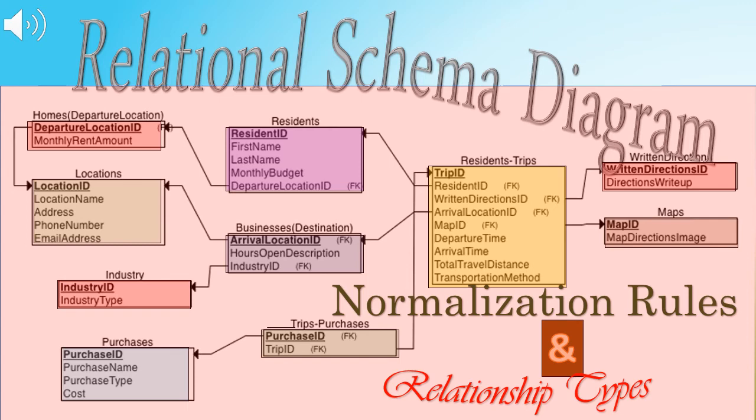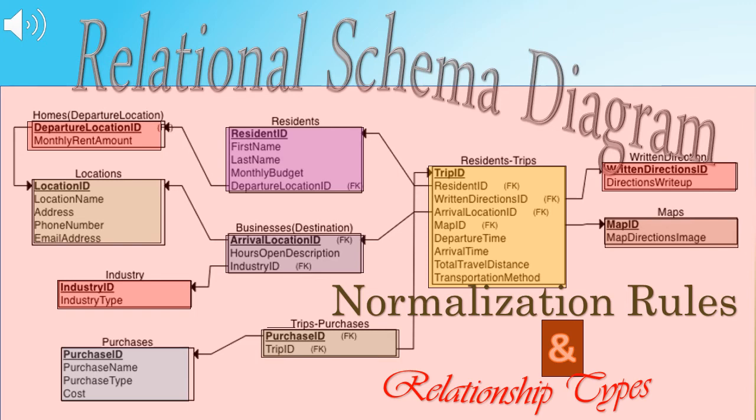So then the home's departure locations table satisfies second and third normal form in the same way that business's departure locations does. And there are no other tables with the same name, and no fields within the table repeat themselves. Therefore, it satisfies first normal form.